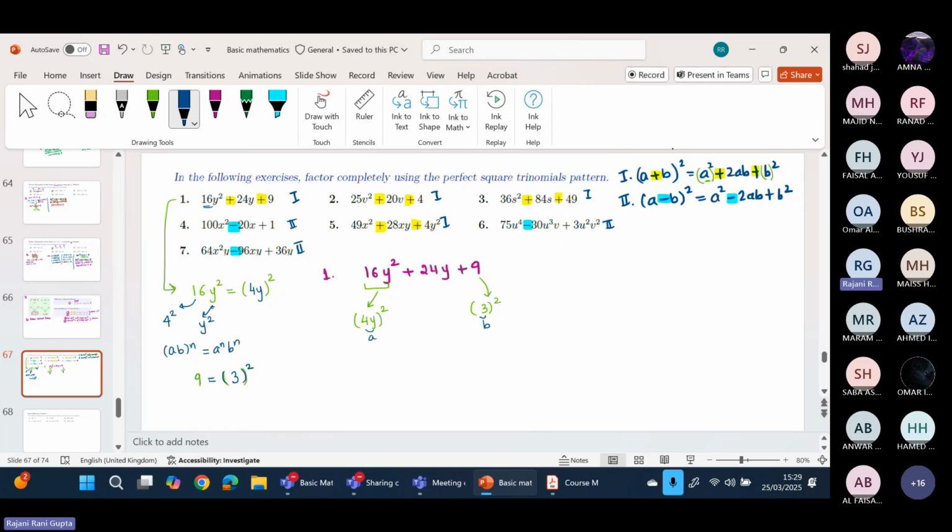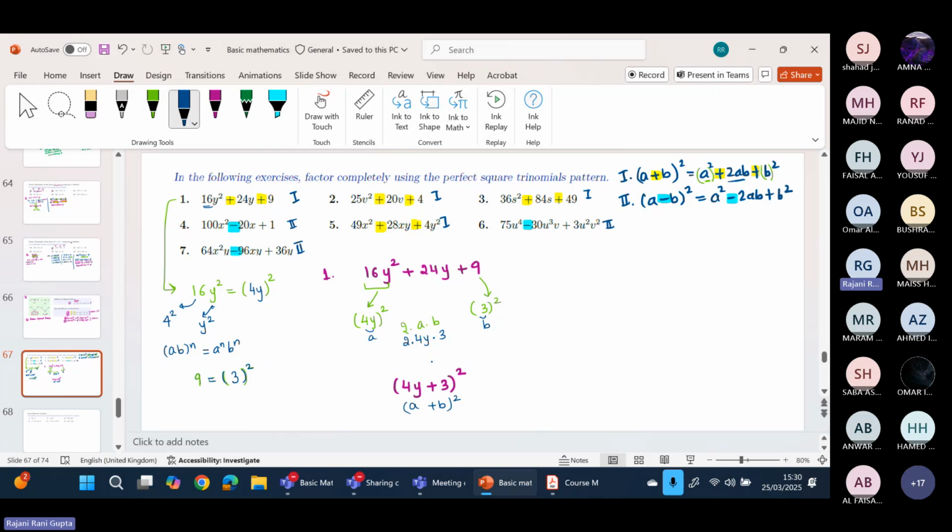Now, you want to check if you can write this as 4y plus 3 whole power 2 by using this rule, making this A plus B power 2. What you need here is the term 2ab. So check. If this is A and this is B, what will you get? If you want to write 2ab, A is 4y, B is 3.